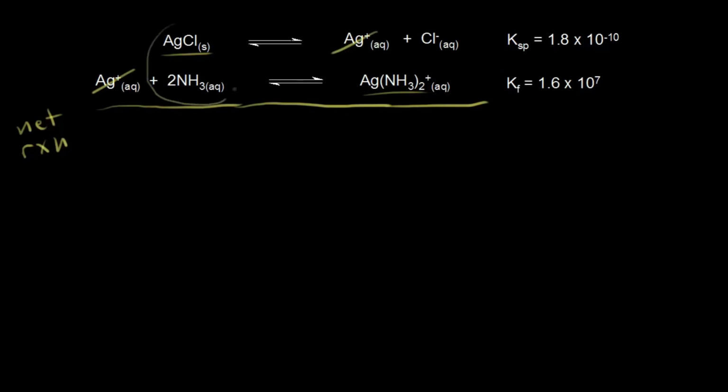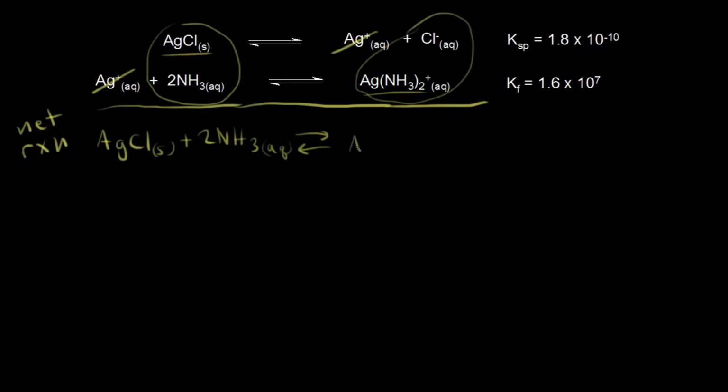Right, we have silver cations on our reactant side and on our product side, so we can take those out. And so for our reactants, for our net reaction, we have solid silver chloride plus ammonia. And for our product side, we would have our complex ion and our chloride anion, Cl-. So that's the net reaction.